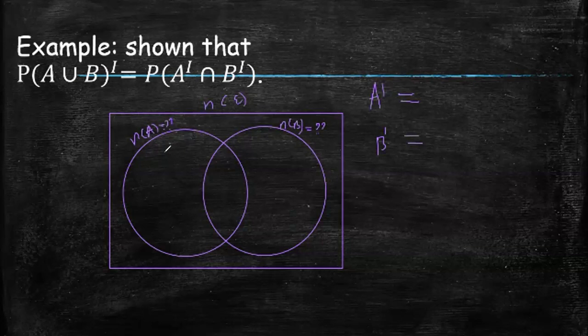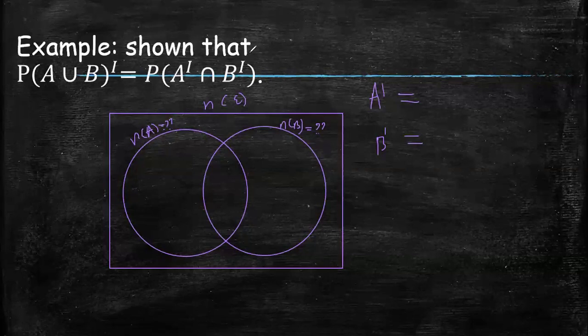So A prime, we said when we are shading it, it's an area which is outside set A. Then the B prime is also going to be an area which is outside set B. And then after we have shaded, we identify where we have double shading. We draw the Venn diagram, then we shade area A prime, and we also shade area B prime. Can we do that in a minute?